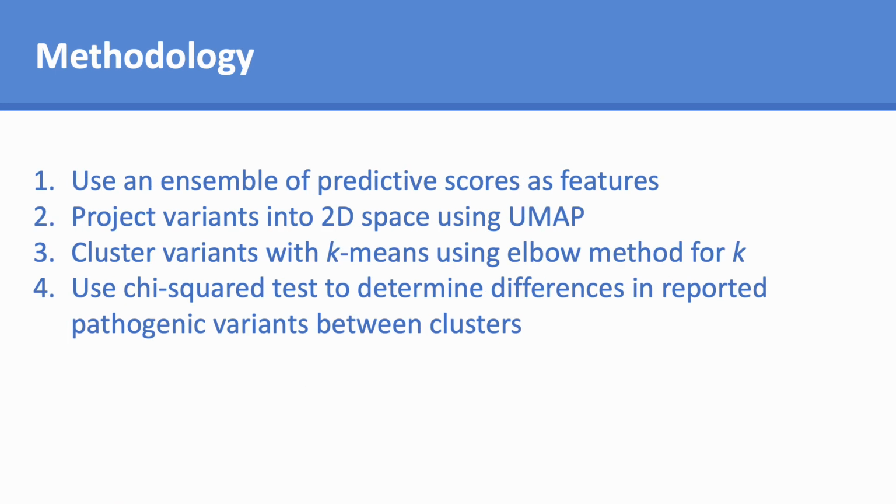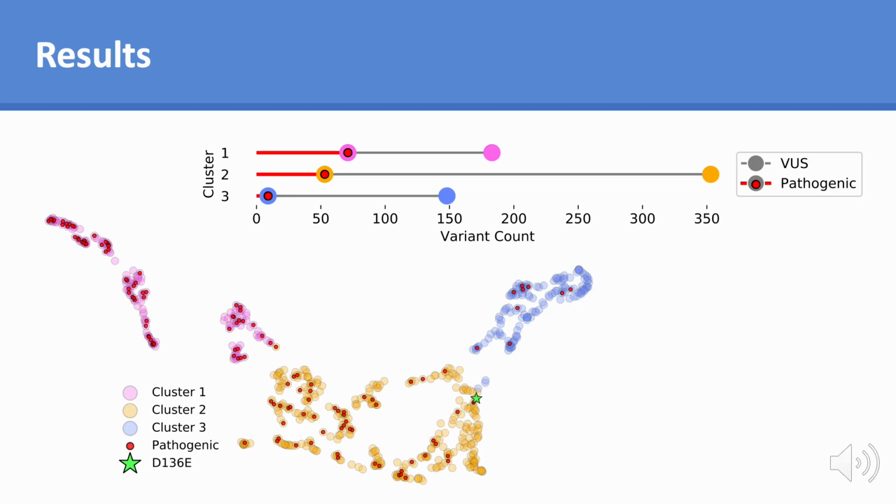Our new hypothesis is this. While we can't train a classifier, we can cluster variants into similarly scored groups and stratify their risk of pathogenicity. We'll mitigate imperfect scoring algorithms by projecting an ensemble of variant scores into 2D space using UMAP. We'll cluster them using k-means, and then we'll use chi-squared tests to determine if there is a significant association between our clusters and rates of reported pathogenicity. And here are the results.